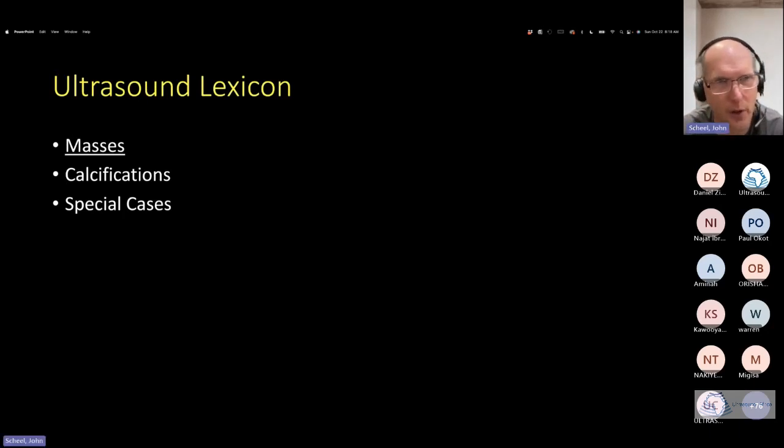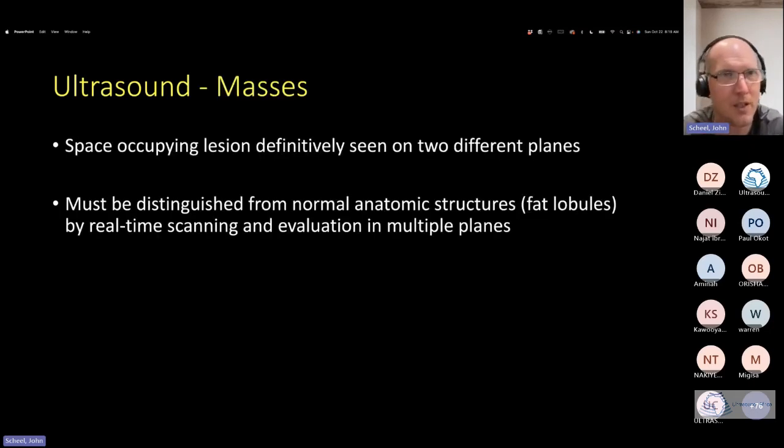Okay, so there are 3 things we look for on ultrasound, and this is the ending of my talk, but I want to make sure that people understand particularly masses. So we're going to go over in a little bit more detail the masses and how to describe them. Just to review, masses are space-occupying lesions that are seen in 2 different planes, and they must be distinguished from normal anatomic structures like fat lobules and ribs.